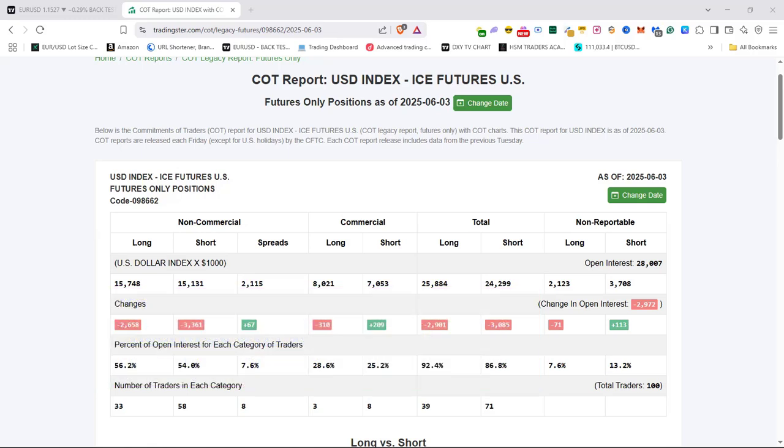Then we look at DXY, we look at Euro futures, and then we look at Canadian dollars, and see what smart money is doing based on the general overview of the market. At the end of this video, you'll have a solid understanding of the COT report, what it does, and how to use it to improve your trading. I'm also going to talk about my own strategy, how I combine a COT report with my strategy to position myself for larger moves in the market. So let's go straight to it.